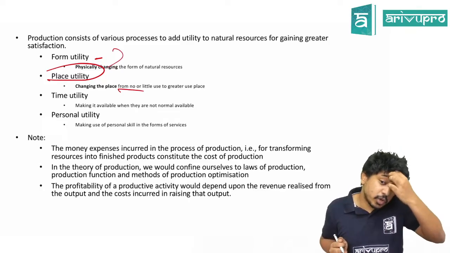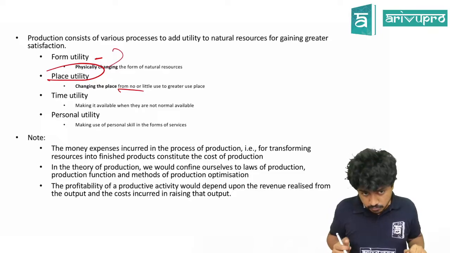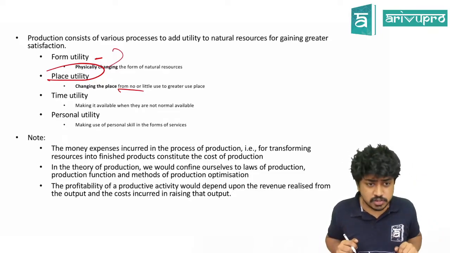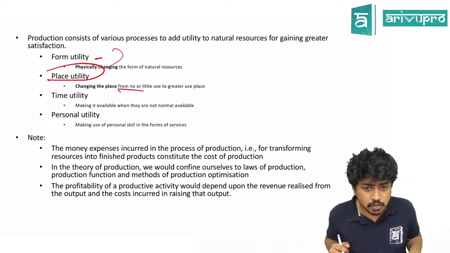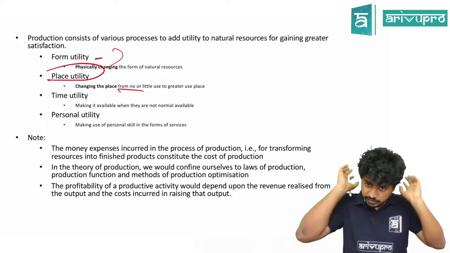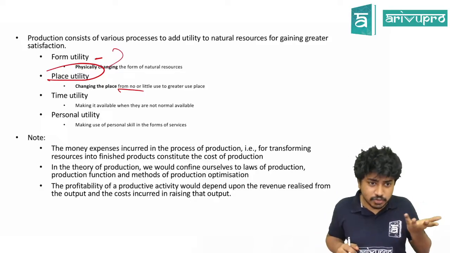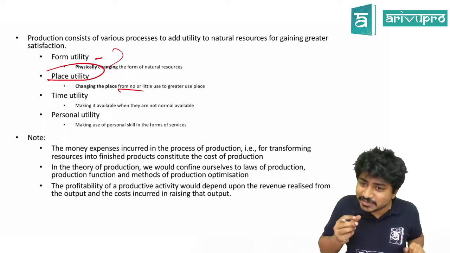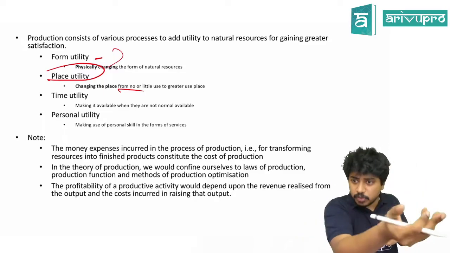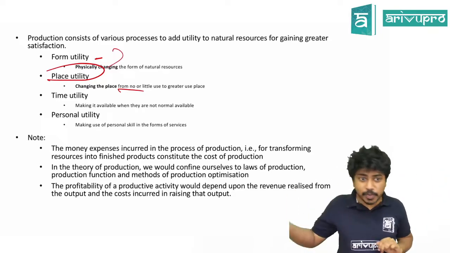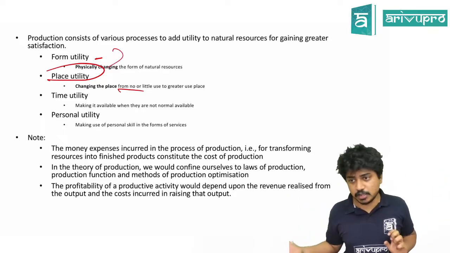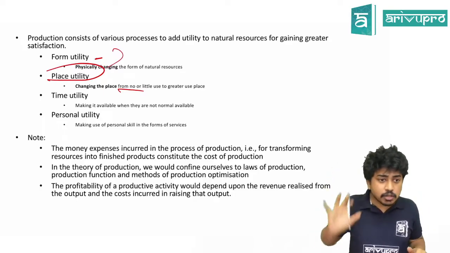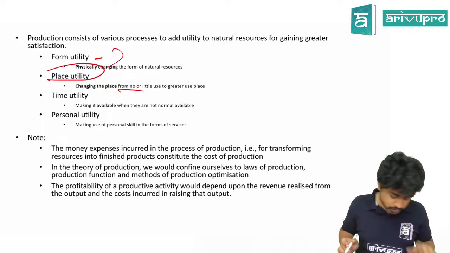Or for example, you can take if there is too much of apples, Kashmir apple, all you would have seen, no? In Kashmir, a lot of Kashmir apple. If you keep everything there itself, what will happen? It'll get rotten, right? So if you bring it to Chennai or Bangalore, you can eat Kashmiri apple. There is very little utility there. You bring it here, people are ready to pay more for that, right? That is also an example of place utility. Are we clear? Any questions here?